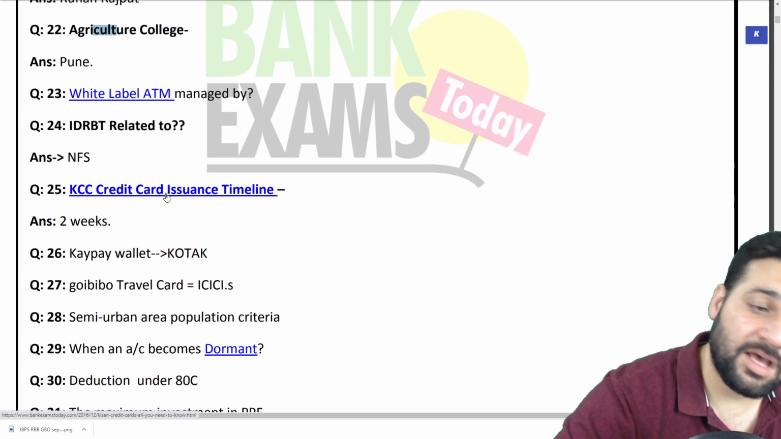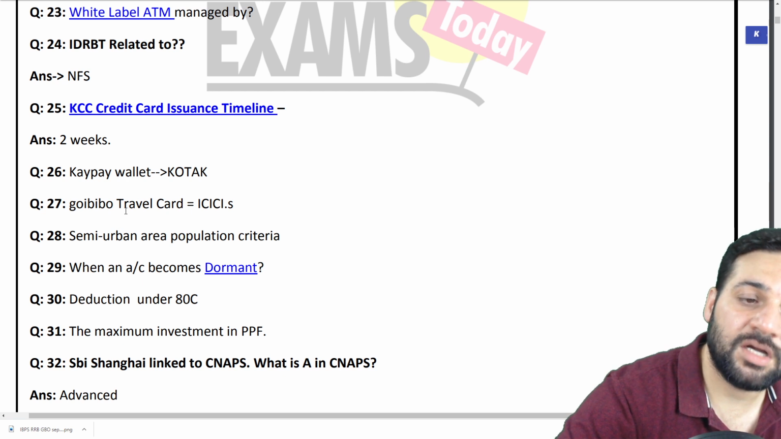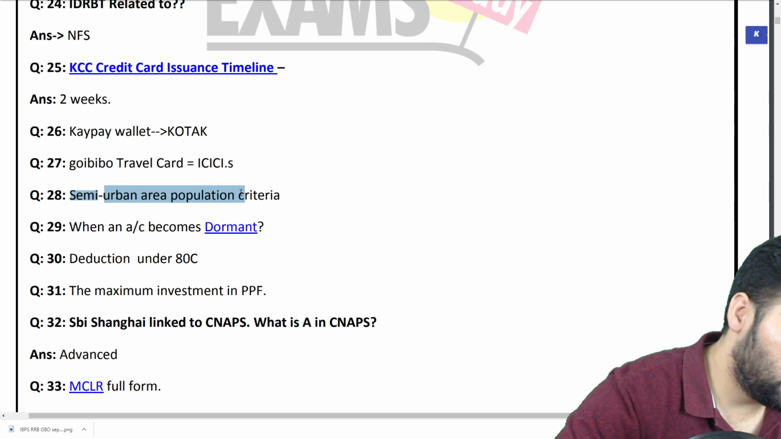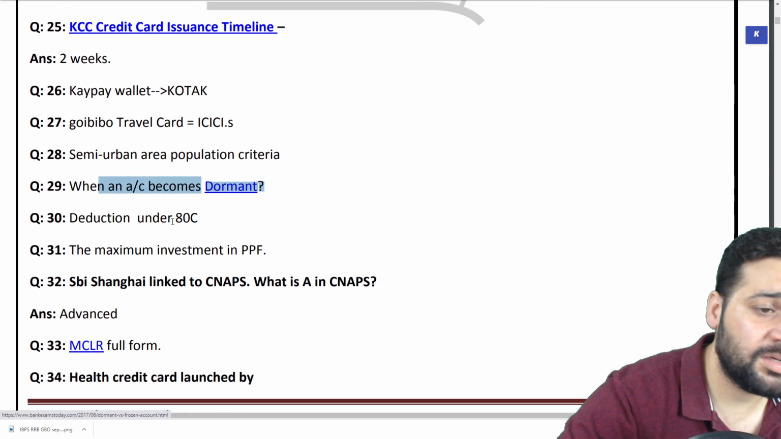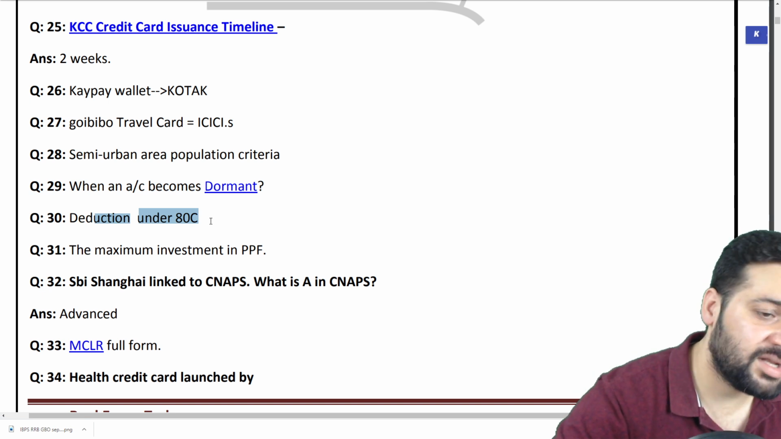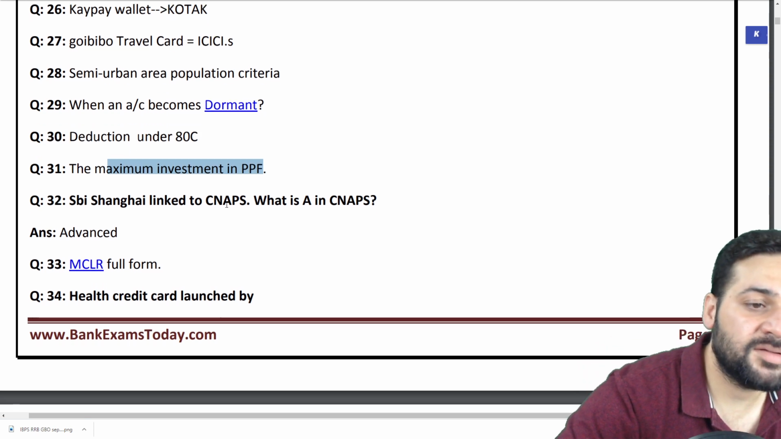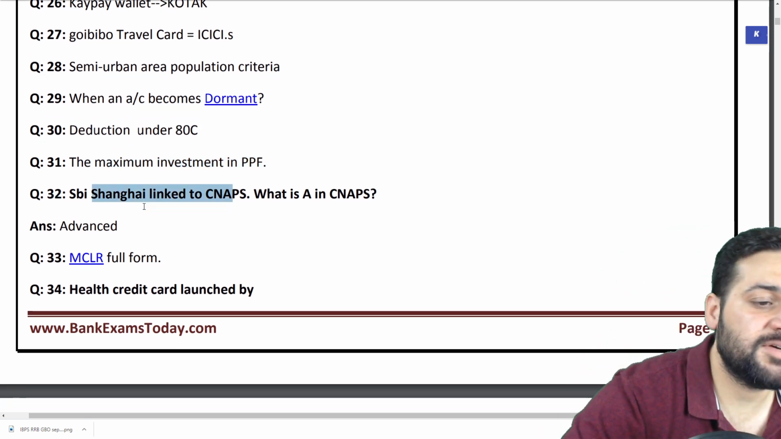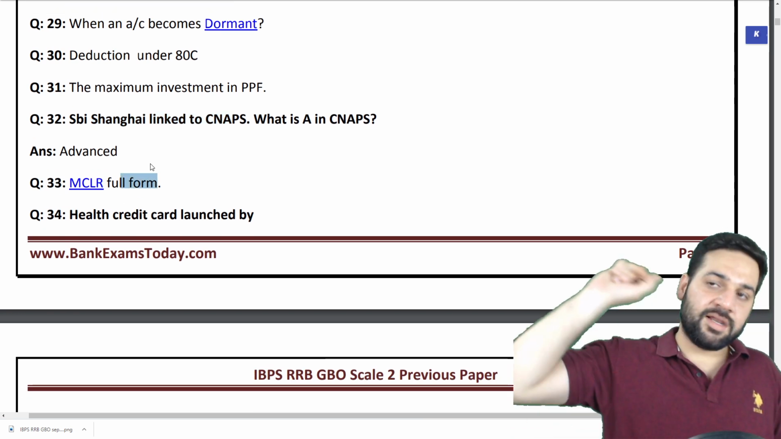KCC credit card, RBI circular. Wallet, financial awareness. Travel card, financial awareness. Semi-urban area population criteria, RBI circular. When an account becomes dormant, RBI circular. Deduction under ATC, financial awareness. Maximum investment in PPF, static, financial awareness. SBI linked to snaps. This is financial awareness again. MCLR full form. Sort of this thing was there in those RBI circulars.